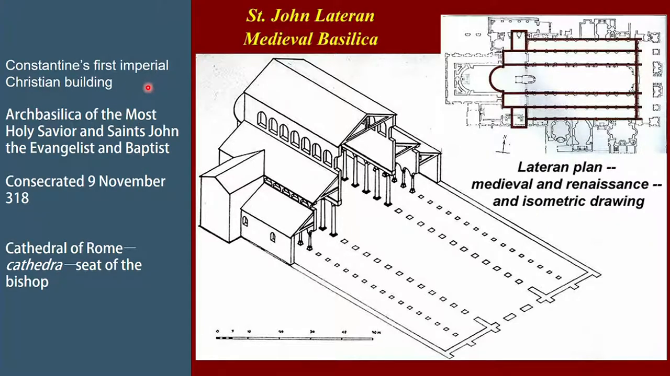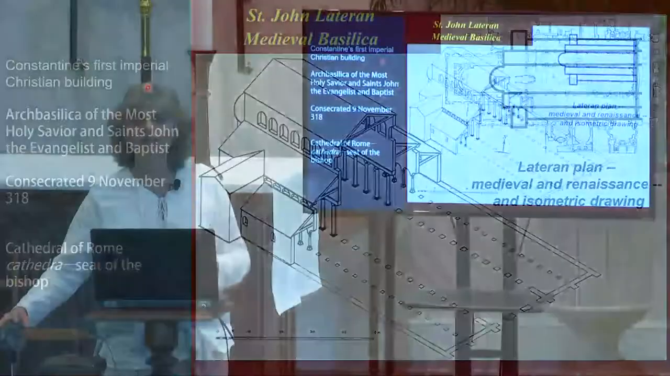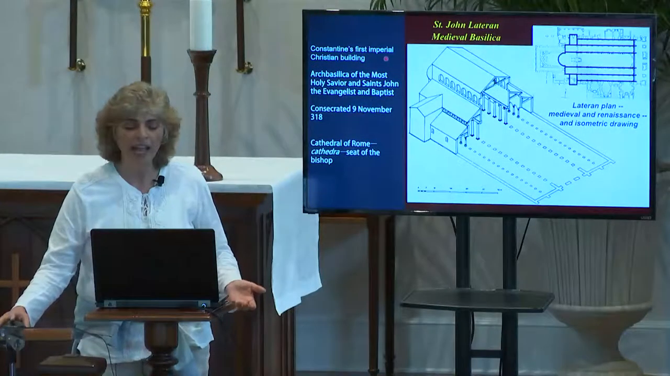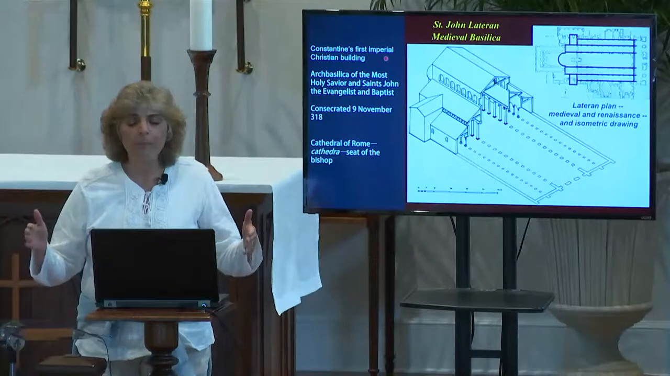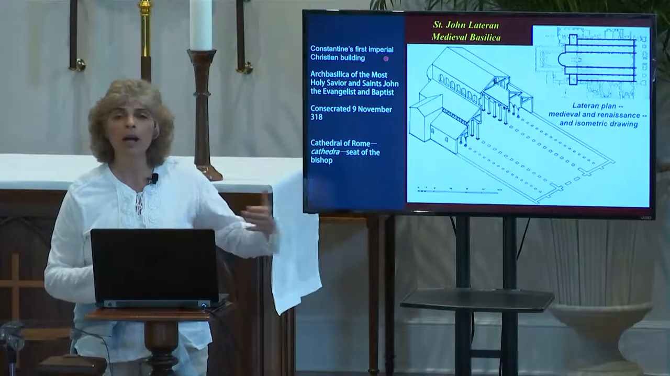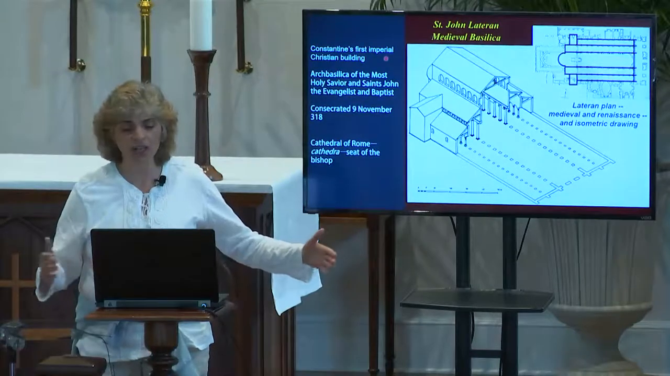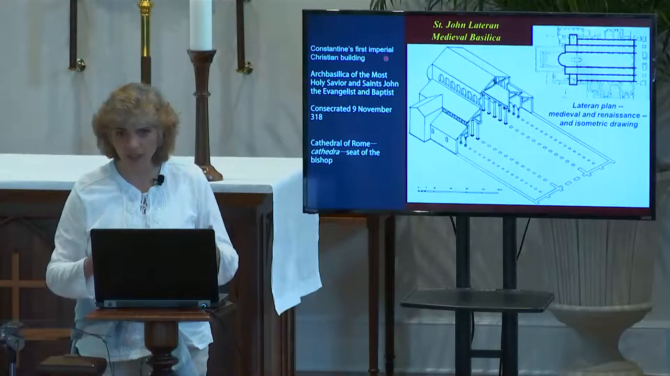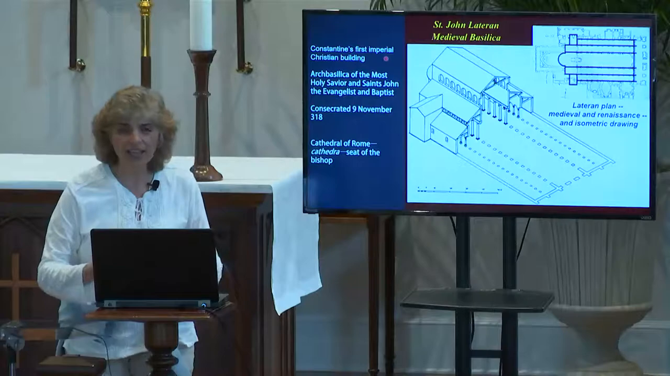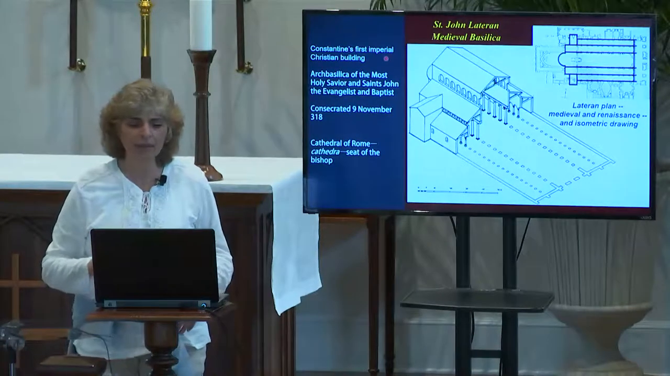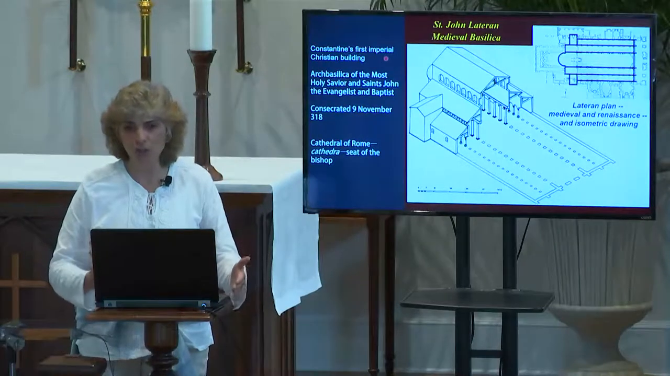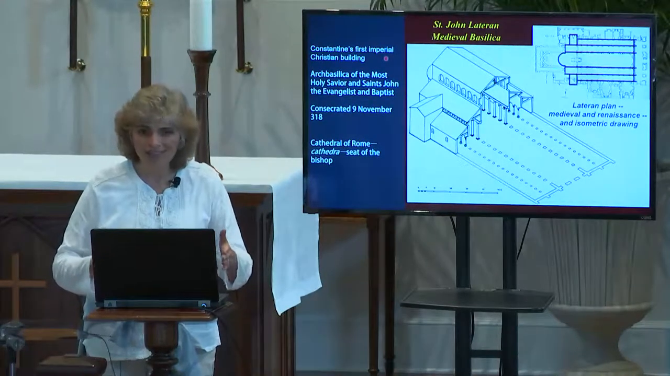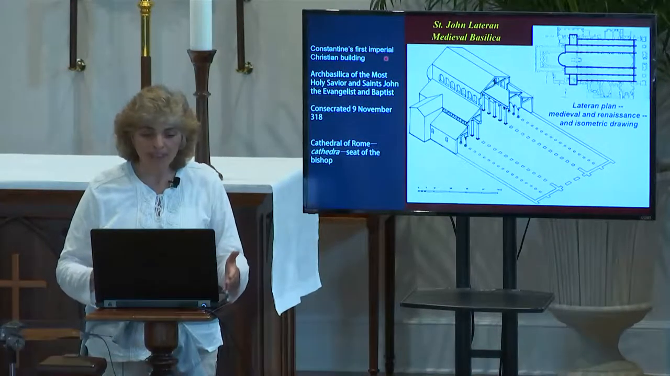That was Constantine's first imperial Christian building. It's the first he ever gave to the Christians. Now, before the church was built, it was actually a palace that was built by the pagan Roman emperors. Constantine inherited that land when he became the sole emperor, and he then donated it to the Christians. It became the official residency for the Bishop of Rome. The church was built as the official seat of the bishop, which makes it the cathedral.